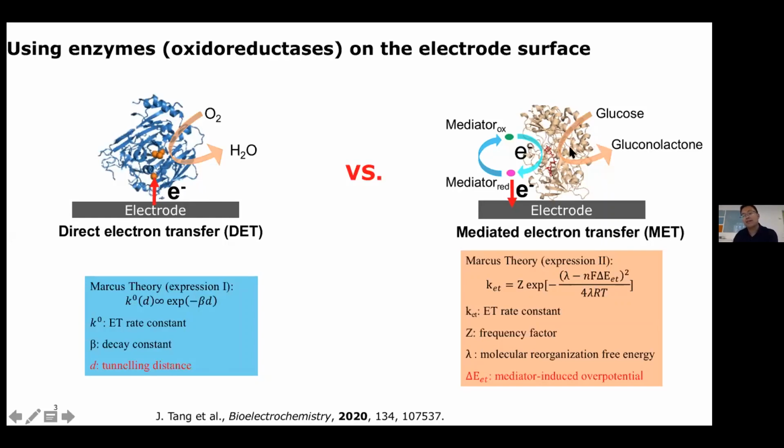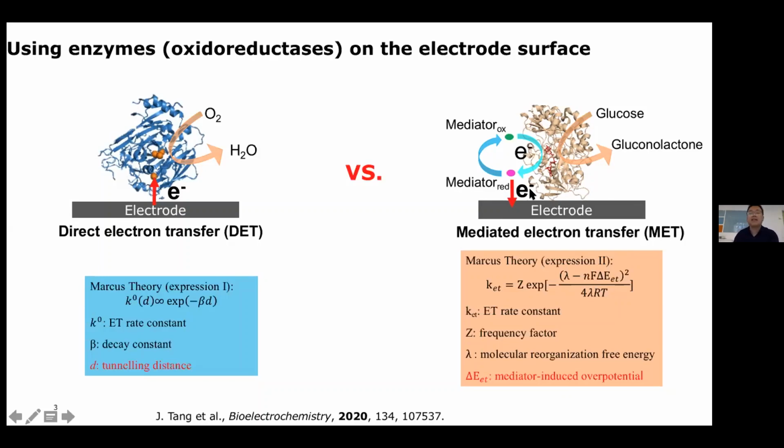In another case, this is glucose oxidase, which has a cofactor called FAD. Typically, this FAD is deeply buried in the enzyme, and it's impossible for the electron to tunnel directly to the electrode. Then we have to use a small redox molecule, we call it a mediator, to help shuttle the electrons from the enzyme to the electrode. Then we call it mediated electron transfer. In this case, the enzyme orientation doesn't seem to be an important issue, but we have to somehow tune the mediator redox potential to make it work in a proper way.